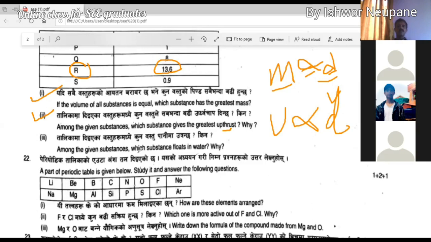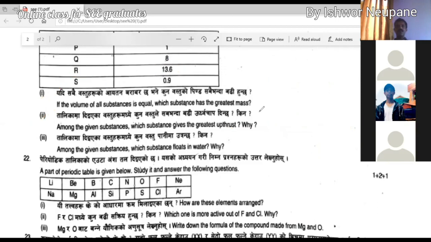Among the given substances, which substance floats in water? Floating depends on density. If density is less, then it will float. So which substance has density less than density of water? S. So the substance S floats in water. You got that. More density sinks, less density floats.